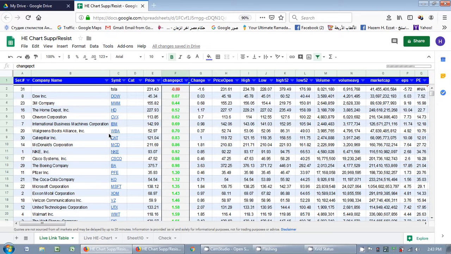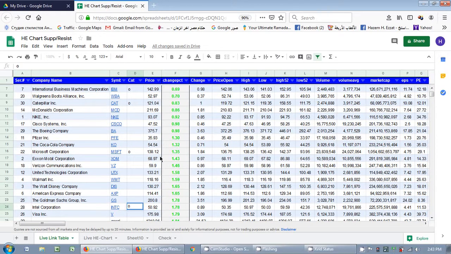Here is the category column. You can use this to differentiate between the stocks. Let's say you can categorize them according to sectors, okay? And if you sort according to the sectorial category that you've constructed, the HE chart will reflect that. As an example, let's say the categorization will go upon the stocks you are owning or following. Let's say you own Tesla, you own IBM, Caterpillar, Microsoft, and Intel. Okay.